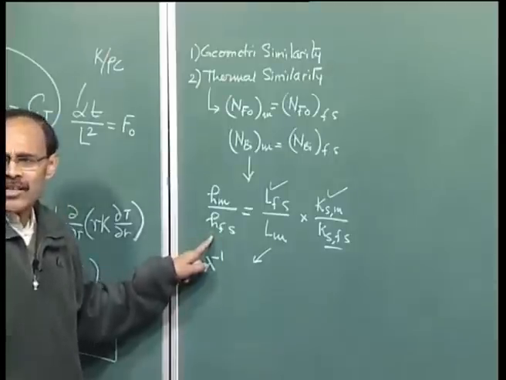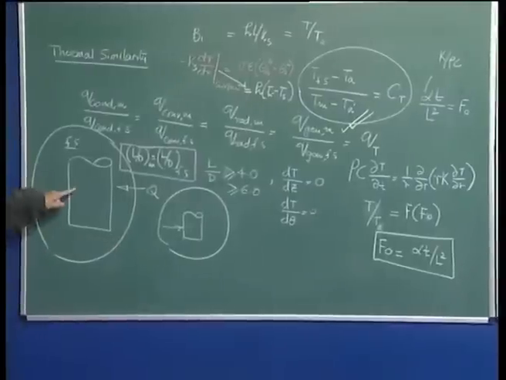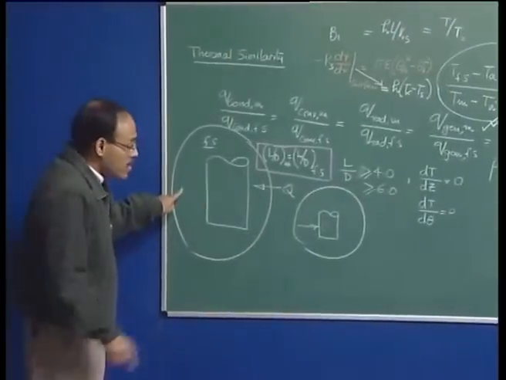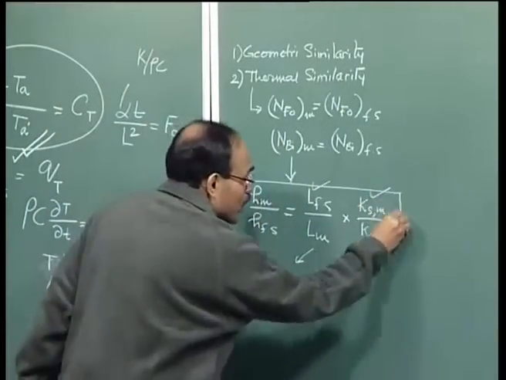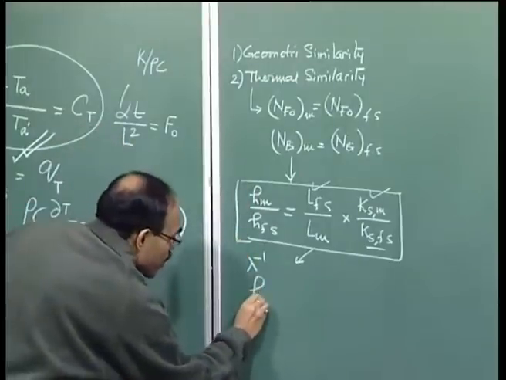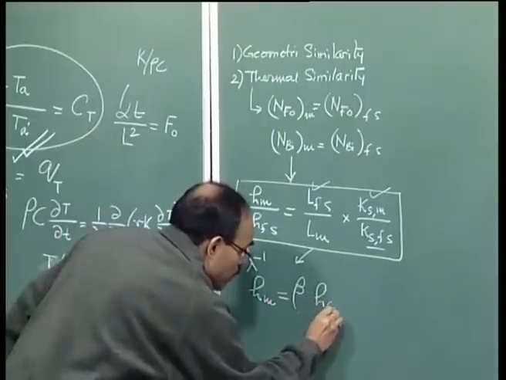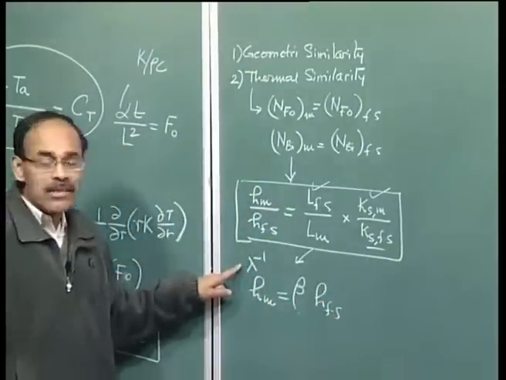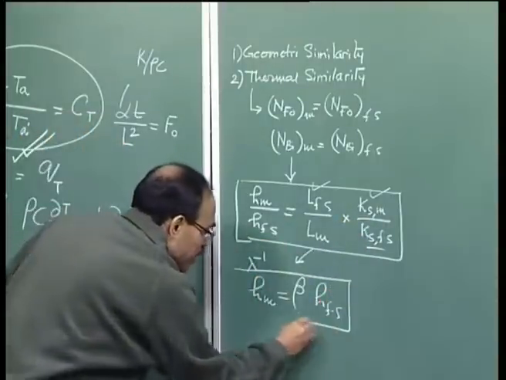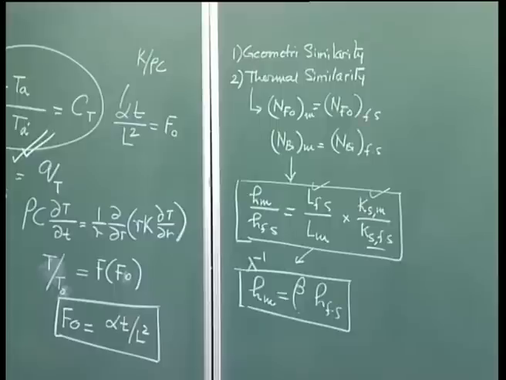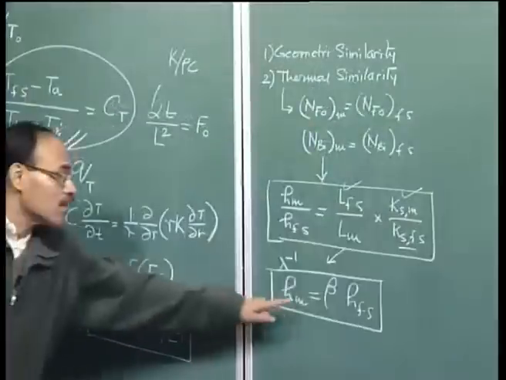The heat transfer coefficient in the full scale, that means the container, the furnace in which it is there. So, I know the heat transfer coefficient already in the furnace, and now I have to find out the corresponding heat transfer coefficient. So, this particular expression will give me that H model is equal to some constant beta into H_FS, in which beta is nothing but lambda inverse multiplied by K_SM divided by K_FS. So, having known the value of the heat transfer coefficient in the full scale system, I should be able to adjust my heat transfer coefficient in the system in such a manner that this condition is maintained.